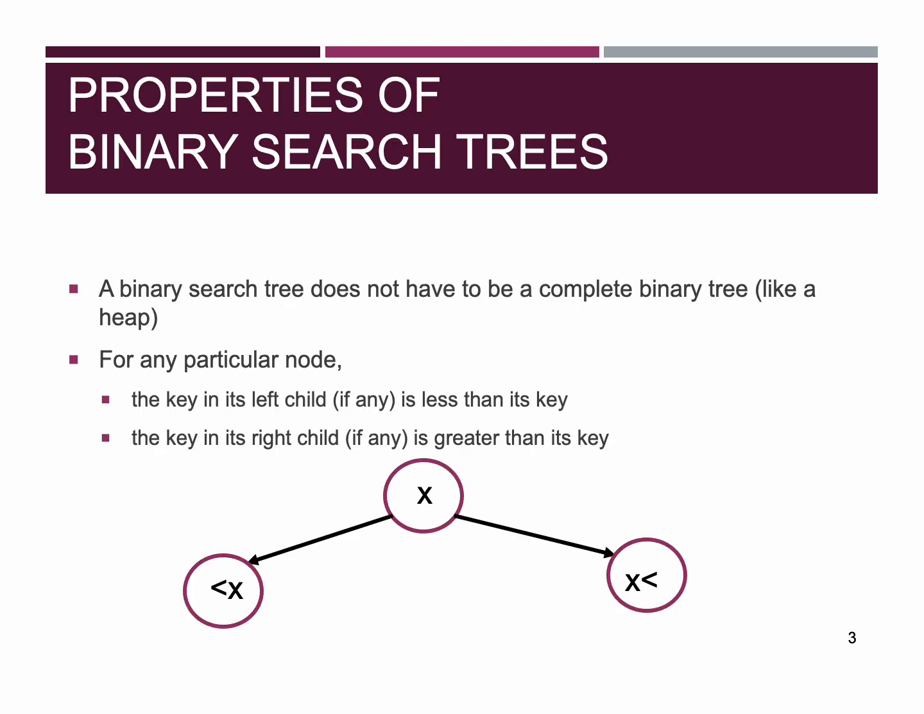Now here, the properties of a binary search tree. A binary search tree does not have to be a complete binary tree like a heap. For any particular node, the key in its left child, if any, is less than its key, and the key in its right child, if there is any, is greater than its key.